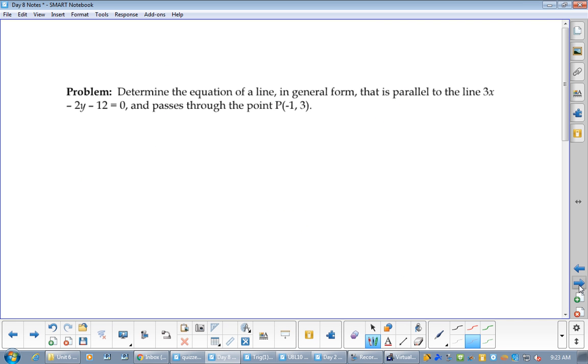Okay. Determine the equation of a line in general form that is parallel to the line 3x minus 2y minus 12 equals 0 and passes through the point (-1, 3). So I've got a line 3x minus 2y minus 12 equals 0. Now what form is that line in right now? General. What is good about general?